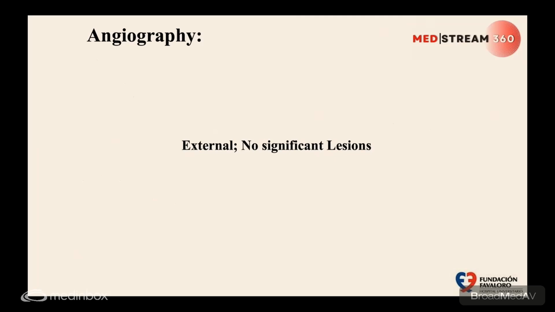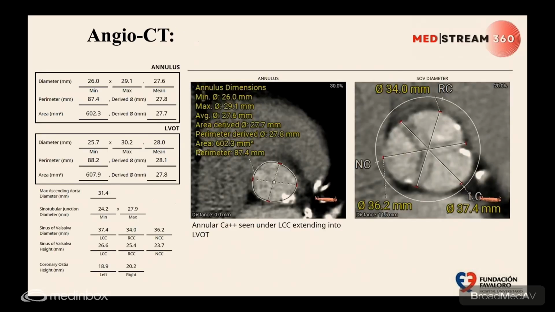Next. As I told you, I don't have good quality imaging of his coronaries, but we saw that there is no restenosis of his coronary stents on the right and on the left side. Next. This is the angio CT. The diameters are 26 and 29 with a perimeter of 87, with an annulus area of 602, with sinus of Valsalva diameters of 34, 36, and 37. So it's a huge aorta with a big annulus too. The coronary ostial height is close to 19 for the left and 20 for the right, so they are quite high.